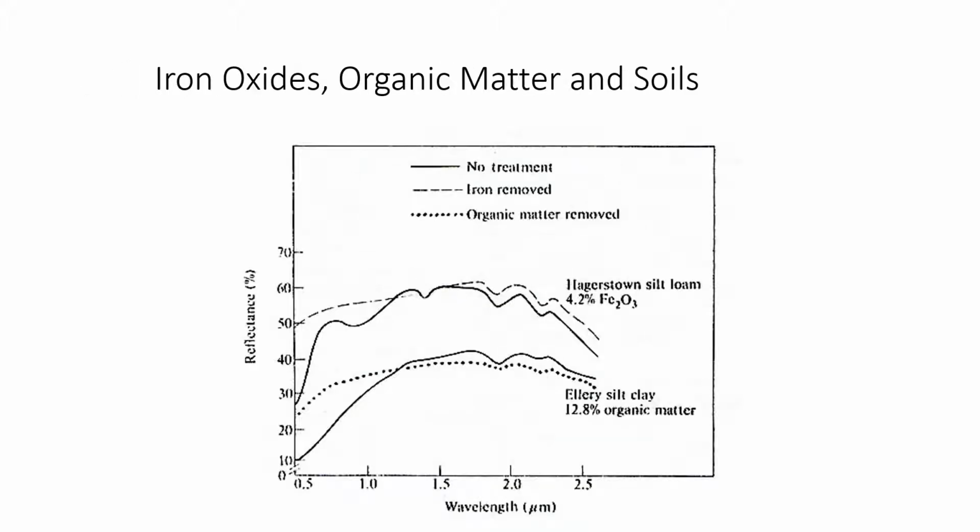Iron oxides, organic matter, and soils. These are basically treatments where they've taken the soil and done things to enhance or eliminate some of this stuff, or to clearly identify it. In this example, what we're looking at is the native soils with no treatment, one where we remove the iron, and one where we remove the organic matter, and you can see how that made a distinct difference in the spectral signature or the reflectance.